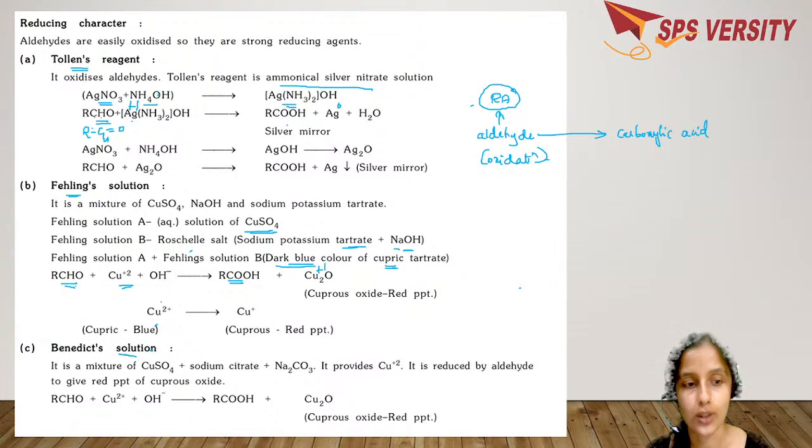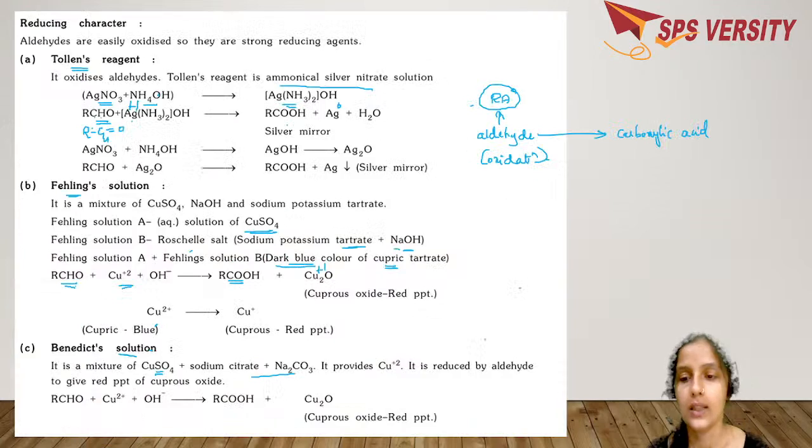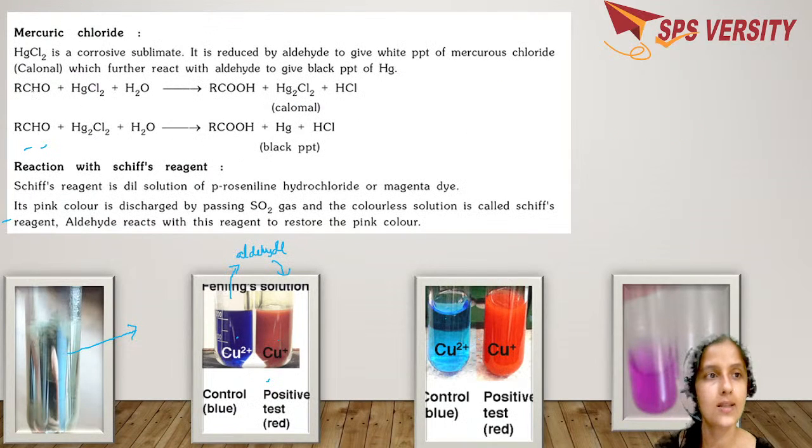And then Benedict solution. The Benedict solution is again a mixture of copper sulfate, sodium citrate, and sodium carbonate. So again, here also you get to see the same type of reaction. The copper 2+ gets converted to copper +1. That changes the color. Then you have the mercuric chloride test.